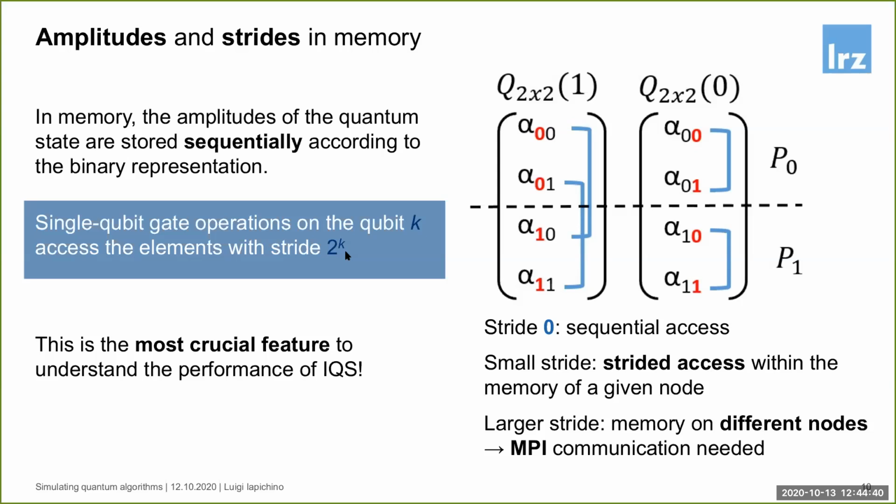So this is a very important feature to understand the performance of IQS. This means that if we apply a gate on a low qubit, we access with a small stride, and basically we access amplitudes which most likely reside on the same node. If we have a gate acting on a large qubit in the system, probably we access amplitudes which reside on different nodes, and then MPI communication is needed for this gate to be operated.